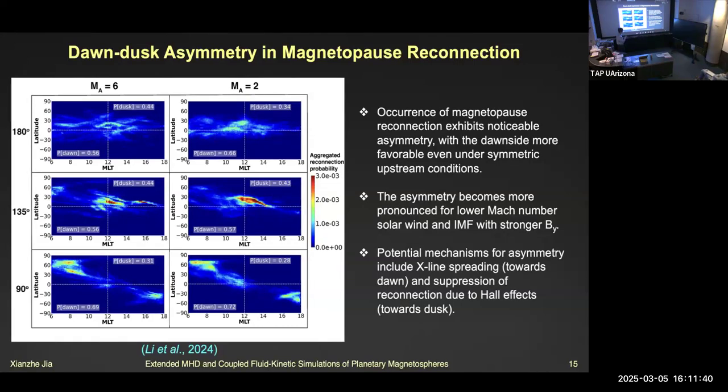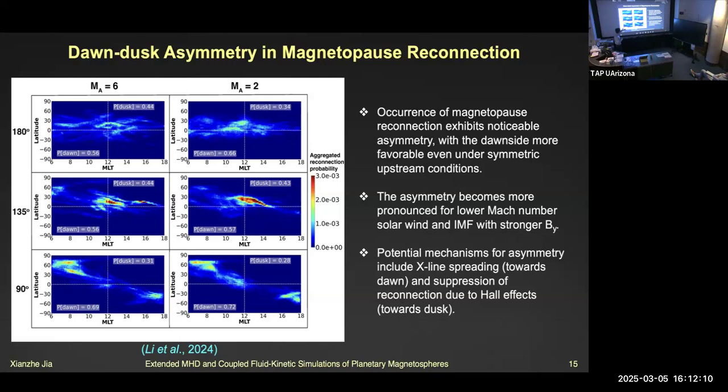This is a map that we have constructed for 2 different Mach numbers and 3 different IMF orientations. So we have 6 maps. Now, I don't have time to explain all of these, but one general trend that we have noticed is that these numbers show you the probability of seeing a reconnection event in one half of this hemisphere. On the left is the dawn side of the magnetopause, and this is the dusk side.